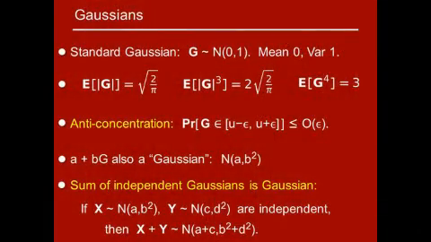Great. So before we get into it, let me just remind you a few things about Gaussians. Again, not to insult your intelligence, but the standard Gaussian, I'll write this random variable as g, and this is the notation N(0,1). That means that the mean is 0 and the variance is 1. Here are some basic facts. These are not too important, but we saw this before.